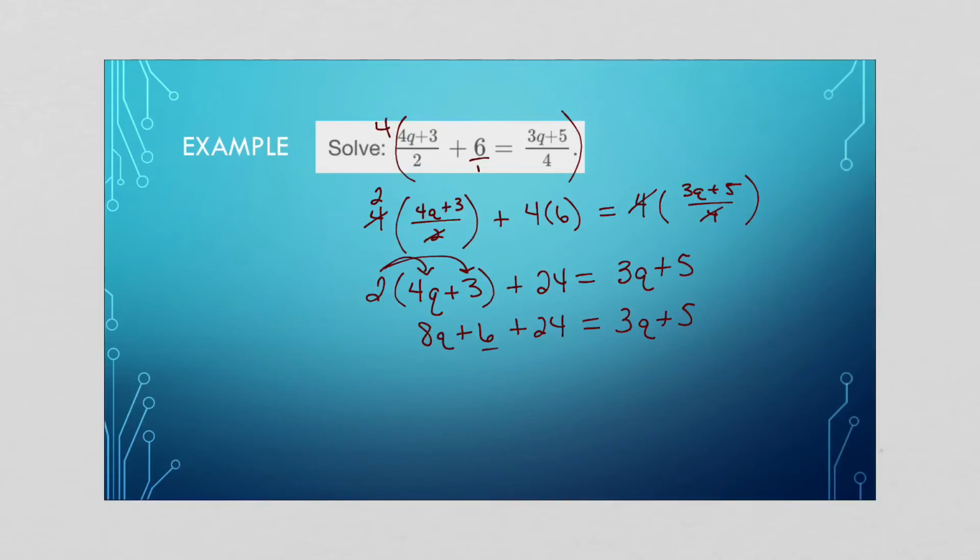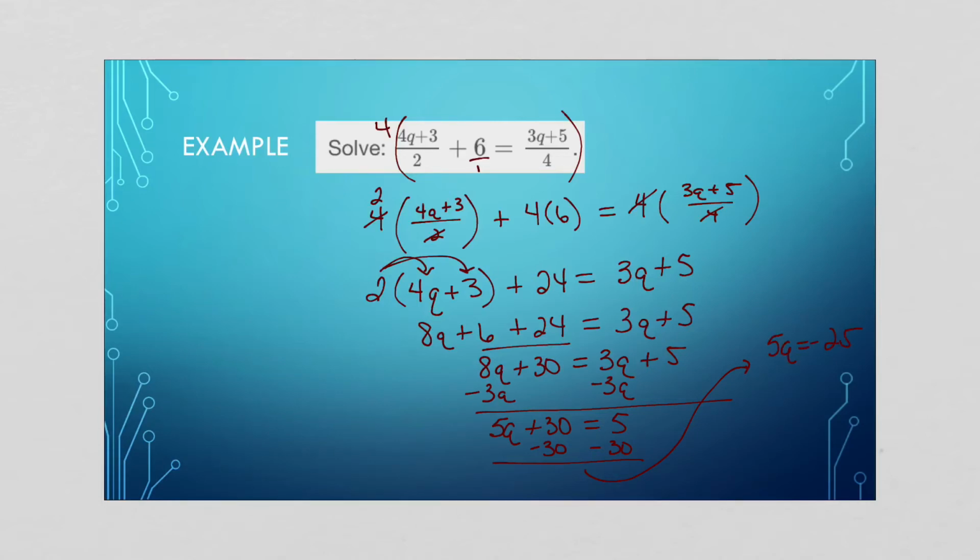And now I need to combine my like terms. I've got 8q plus 30 equals 3q plus 5. Now I'm going to move my 3q to the left. So I'm left with 5q plus 30 equals 5. Subtract 30. So I've got 5q equals negative 25. Divide by 5. q is equal to negative 5.